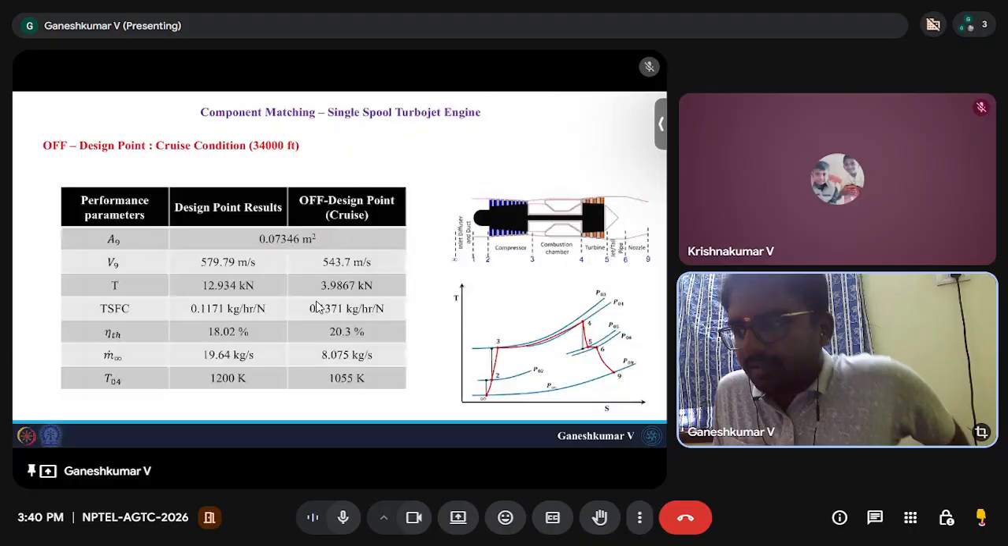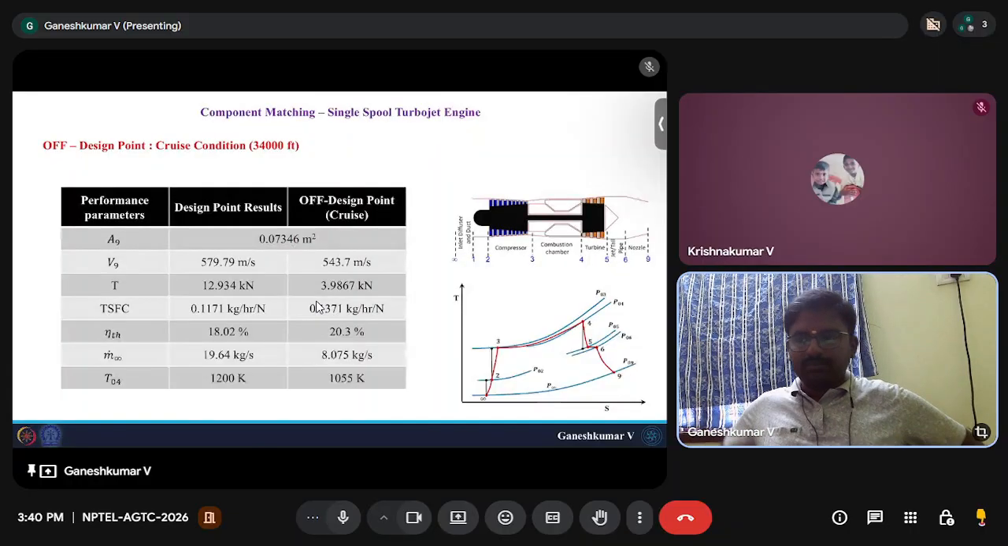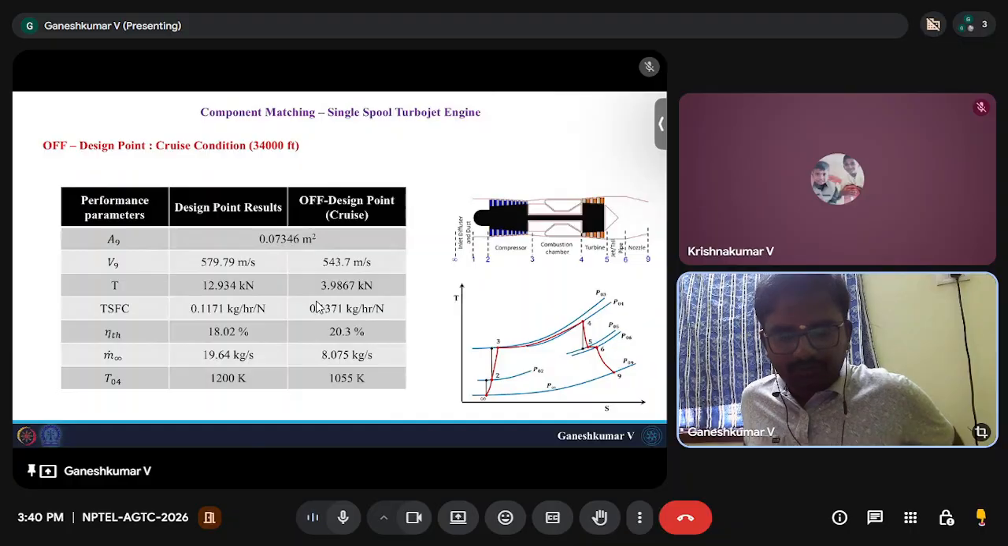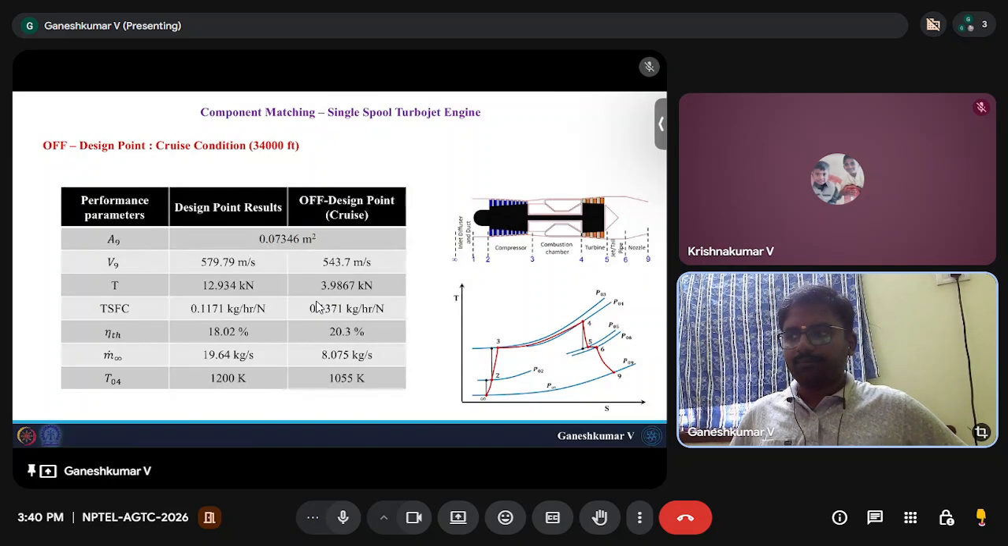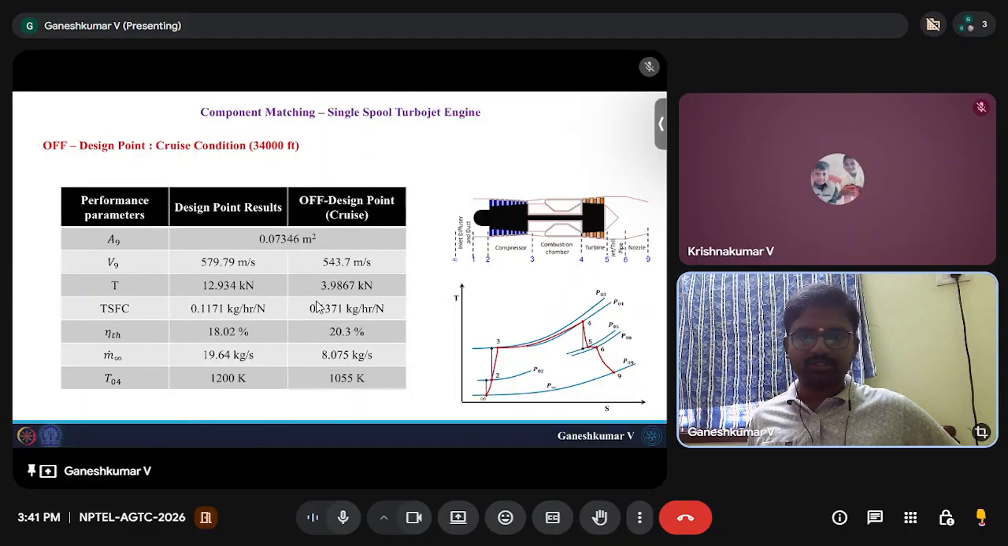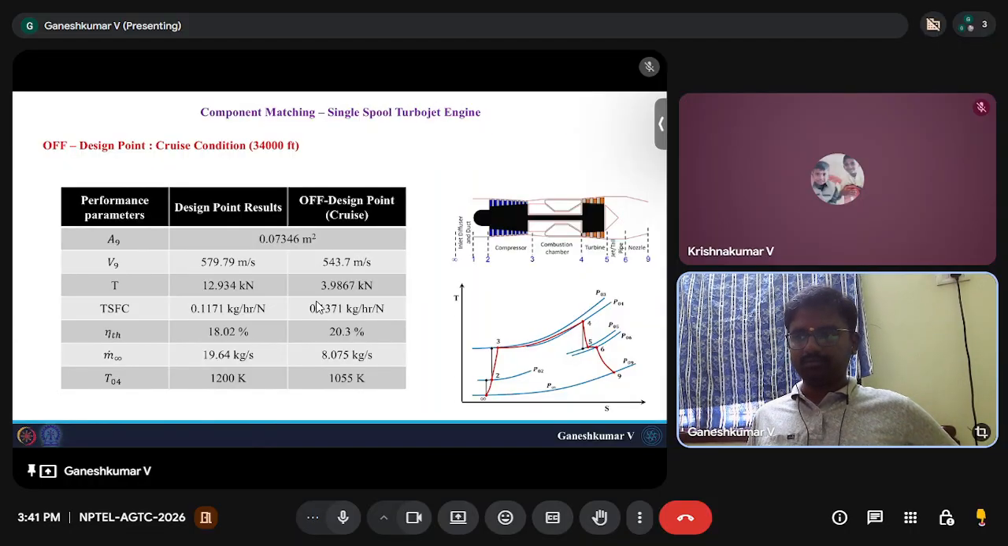All right. So this is the whole component matching problem that although professor didn't solve it, professor wanted me to solve, so that you will get a good clarity on how to do off design point calculation. So till now we did only performance calculation for a given design point or for a given engine configuration. Now, for a given engine and its design point, you will also be familiar with doing off design point calculation.